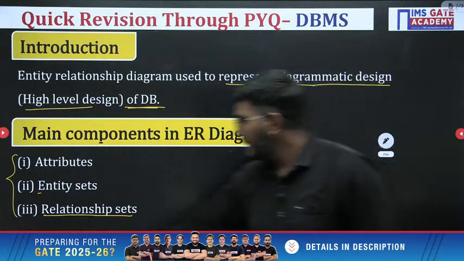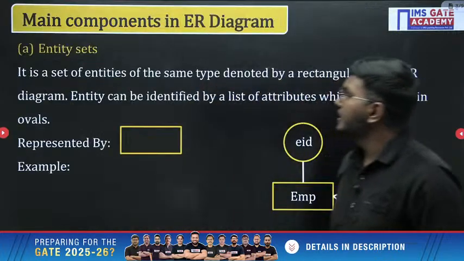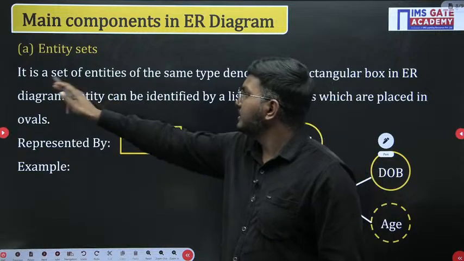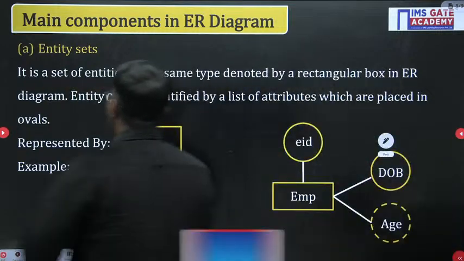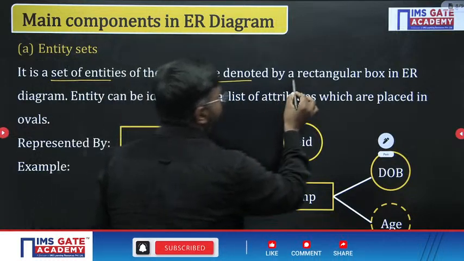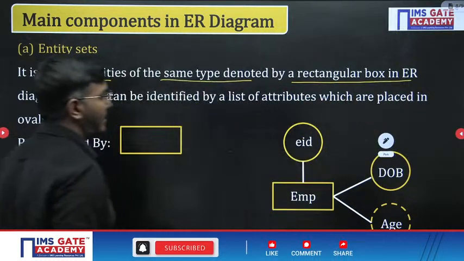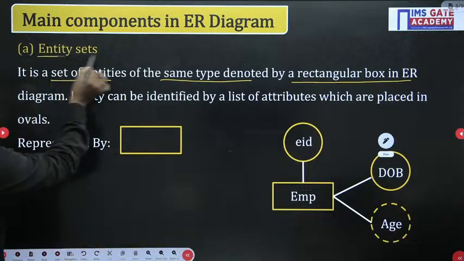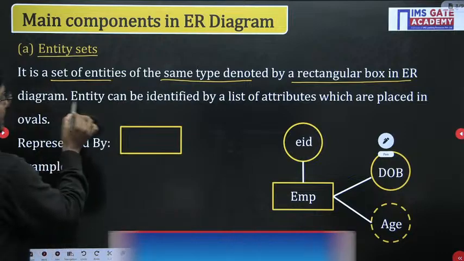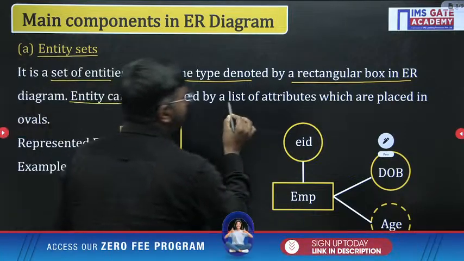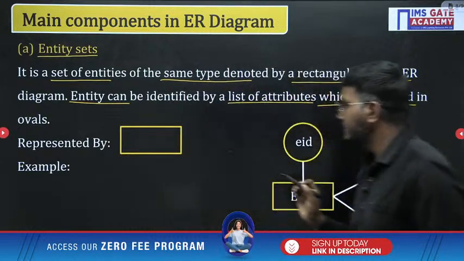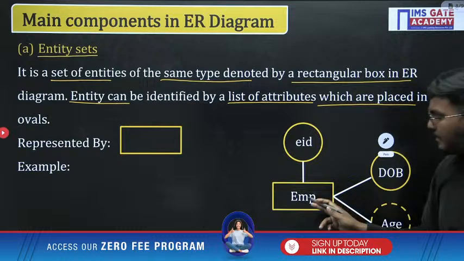Next, in entity sets, what is an entity set? It is a set of entities of the same type, denoted by a rectangular box in an ER diagram. So the entity set is represented by a rectangular box in the ER model. An entity can be identified by a list of attributes, which are placed in an oval shape. Let's see an example here. This employee is one entity set.